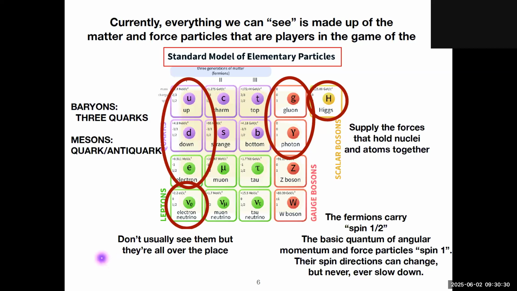Fermions carry spin 1/2, the basic quantum of angular momentum, and the force particles carry spin 1. Their spin directions can change, but they never, ever slow down. This is kind of amazing when you think about it. I mean, as the angular momentum, they just don't get tired. Well, yeah, okay. So mysteries of nature. All right.